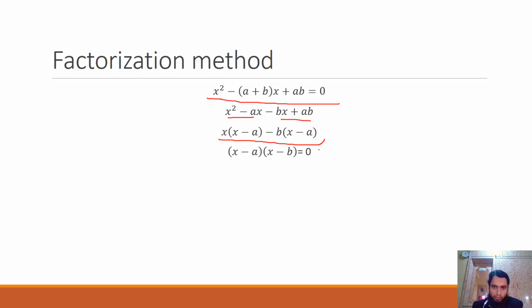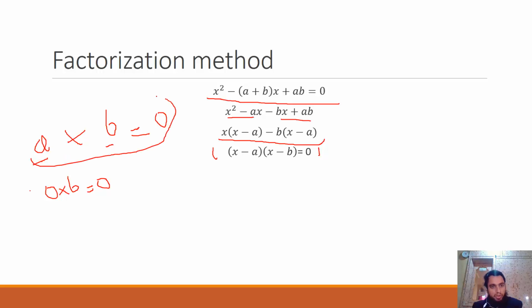So if I say a into b is equal to 0, what does that mean? It means either a is equal to 0 or b is equal to 0, or both of them can be 0. So a into b will be equal to 0 when either a is equal to 0, because 0 multiplied by anything is equal to 0. That means when it is given that a into b is equal to 0, we can have either a equal to 0, or b equal to 0, or both of them equal to 0.